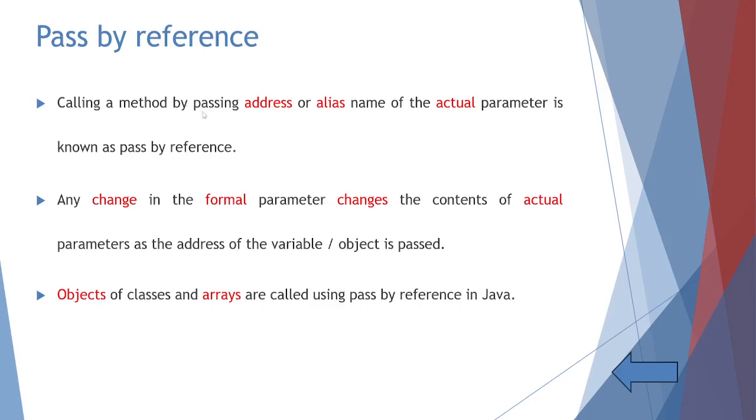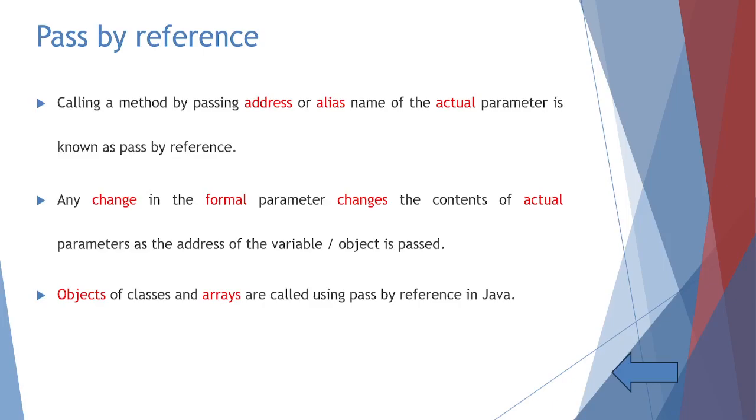Calling a method by passing address or giving alias name. We see for children, we have two names. One is the original name, the second one is some pet name or alias name. Both of them refer to the same child. So calling a method by passing address or alias name of the actual parameter is known as pass by reference.